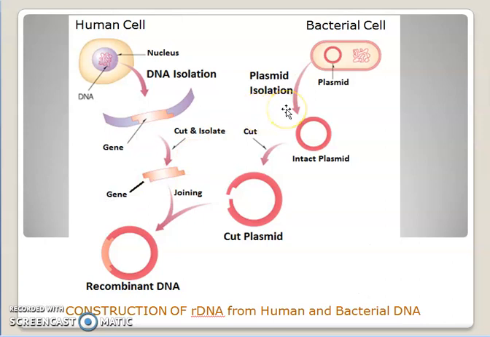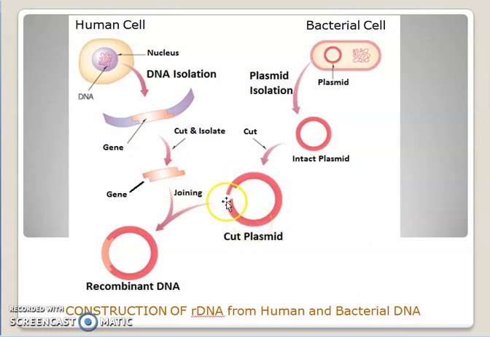In the same way, we cut the plasmid of the bacterial cell at a single point, so that the plasmid has now been opened, and that plasmid is known as the cut plasmid. Earlier it was intact, perfectly circular, a covalently closed circle, but now that plasmid has been opened. Then what do we do? We allow that gene which is coming from human to join with the cut plasmid.